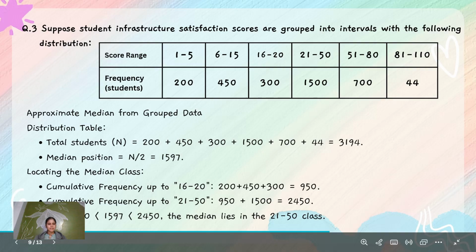which is 1597. Locating the median class, the cumulative frequency up to 16 to 20 is 950 and the cumulative frequency up to 21 to 50 is 950 plus 1500 equals 2450. Since 950 is less than 1597 and 1597 is less than 2450, the median lies in the 21 to 50 class.